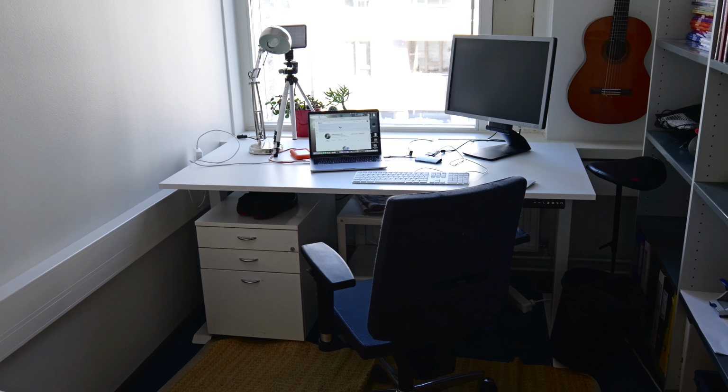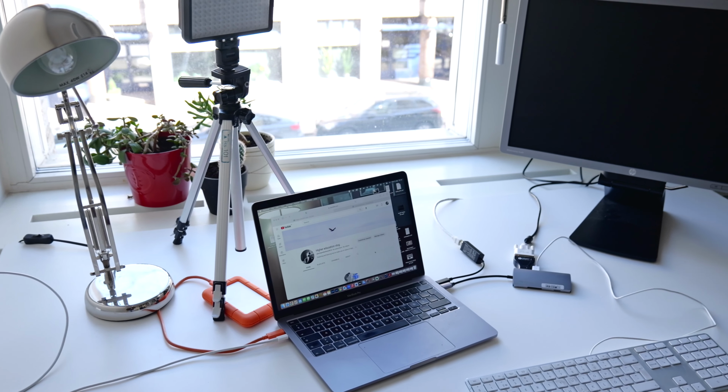This is the place where I spend most of my weekdays reading, writing and planning my teaching. Back here I have my table that is just placed in front of the window for a very good reason.